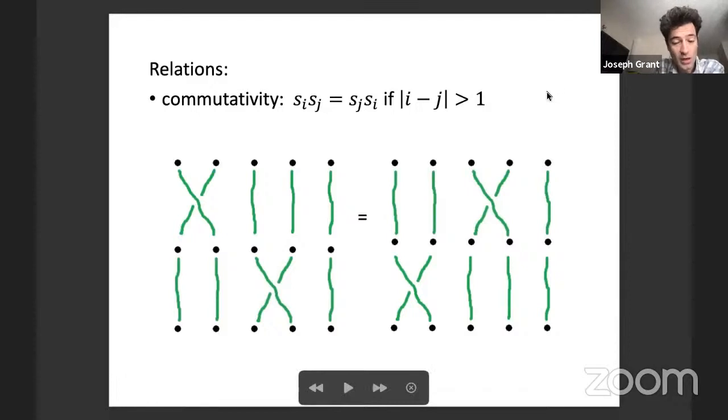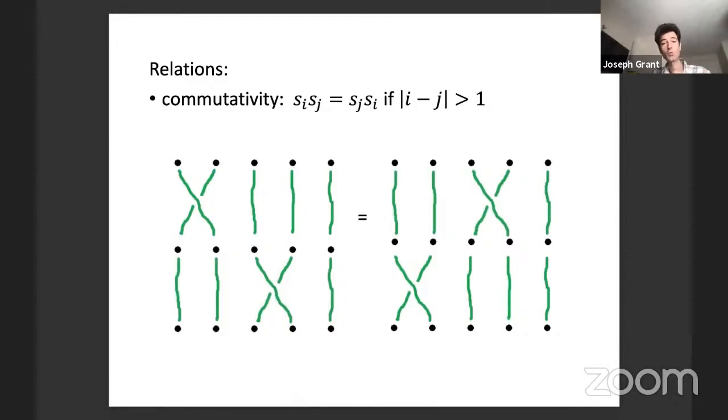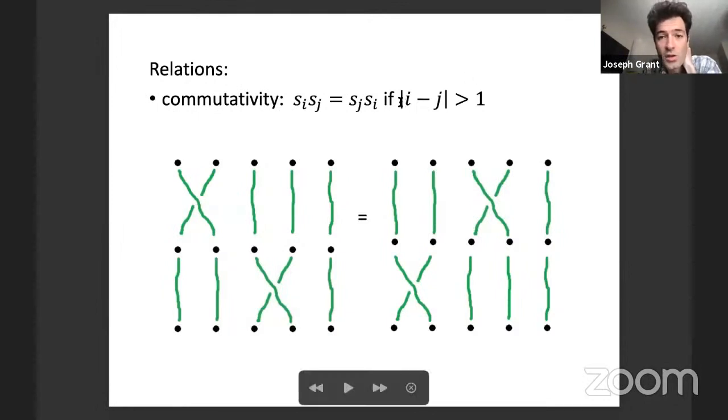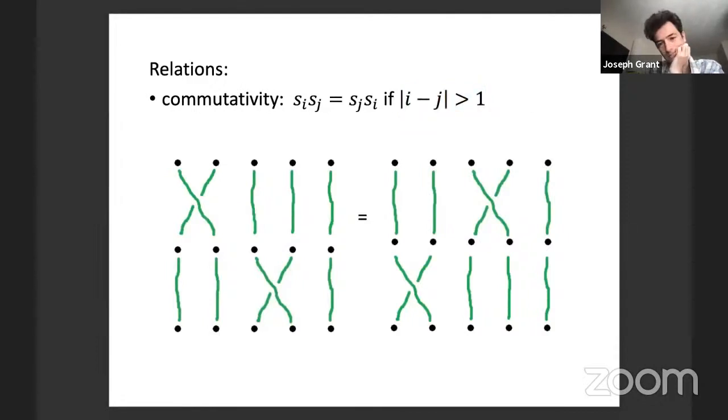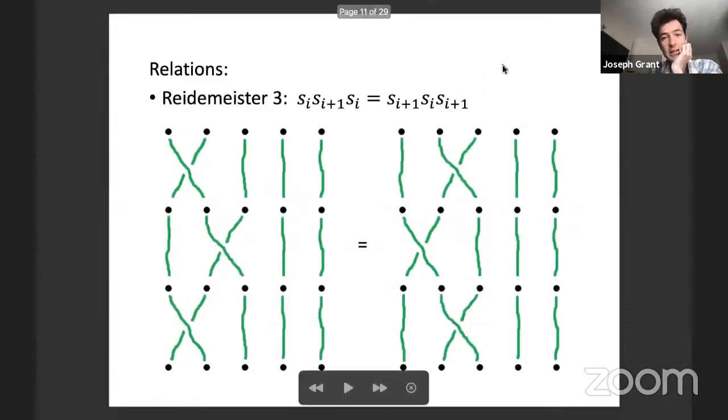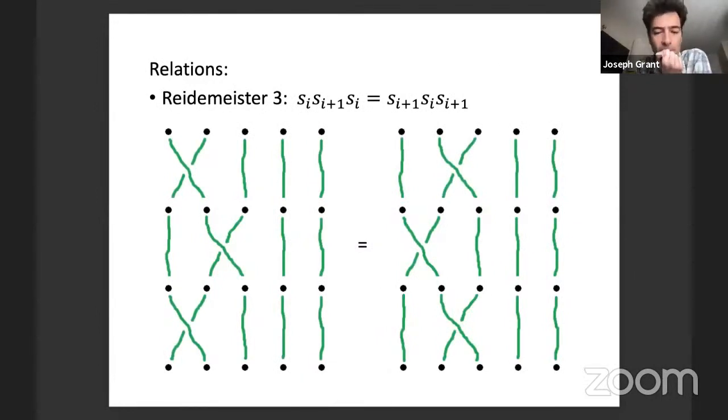Of course, this doesn't work if I chose S1 and S2, that wouldn't work. But for S1 and S3, it does. And for S1 and S4, for example, it would work fine. So this condition that the indices must be more than 1 apart is what we need. Then the second relation we need is, in knot theory, called Reidemeister 3. So sometimes it's just called the braid relation as well.